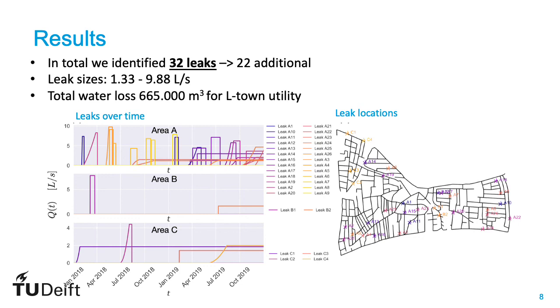In total, the L-Town water utility has lost 665,000 cubic meters of water due to leaks in their system in the years 2018 and 2019.